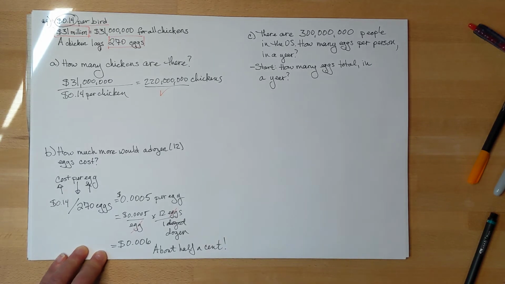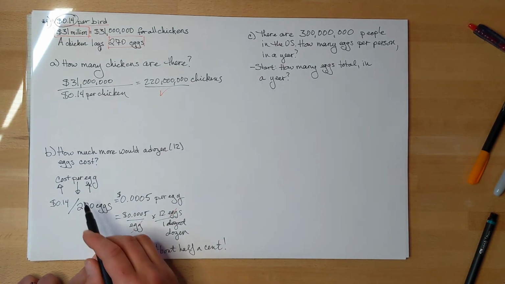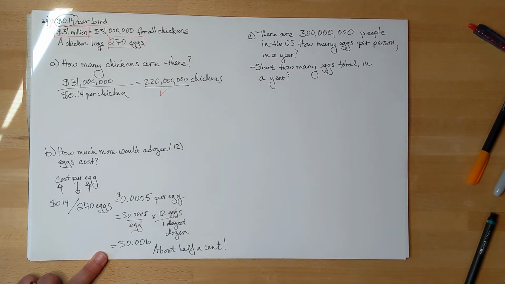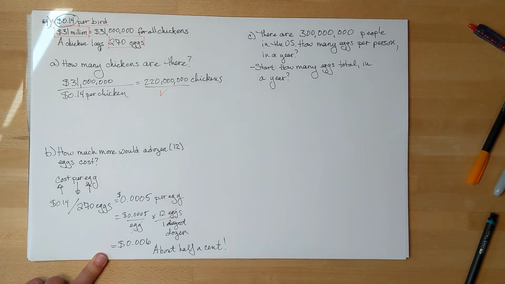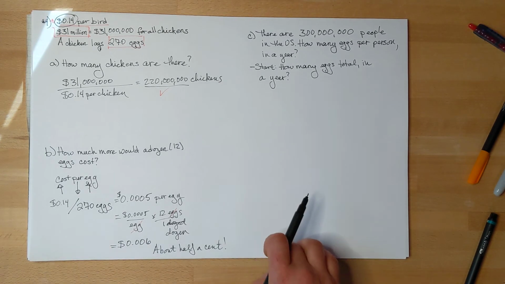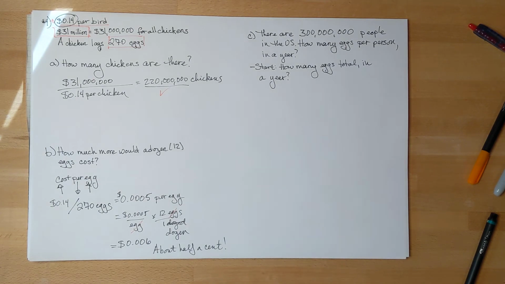That is tiny. Another way you could have done this would be to figure out how many dozen eggs there are directly. That is, how many dozen are there in 270, and take my 14 cents and divide by the number of dozen eggs. That would also work. It should get you to the same place.